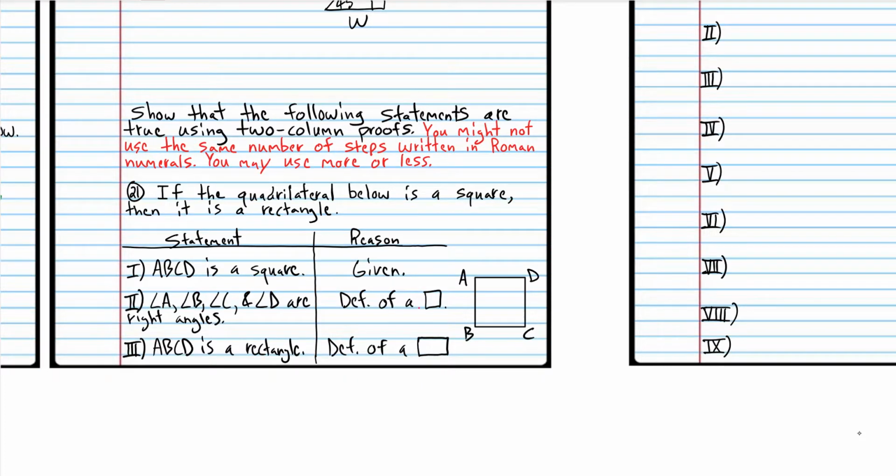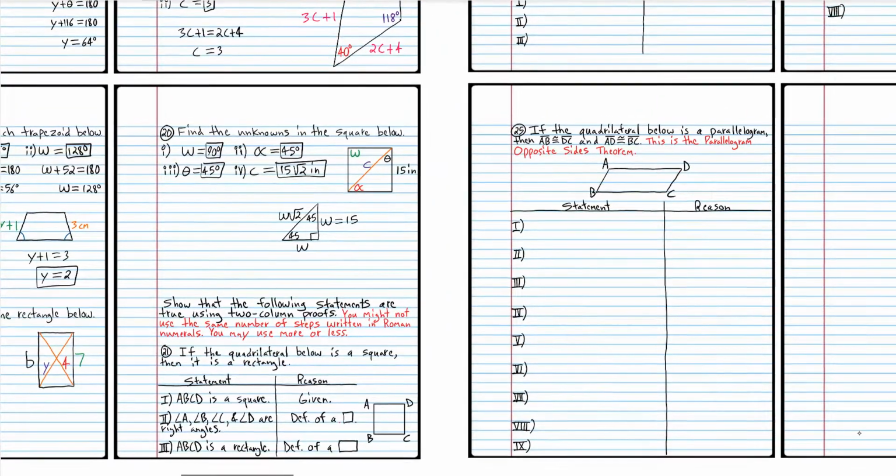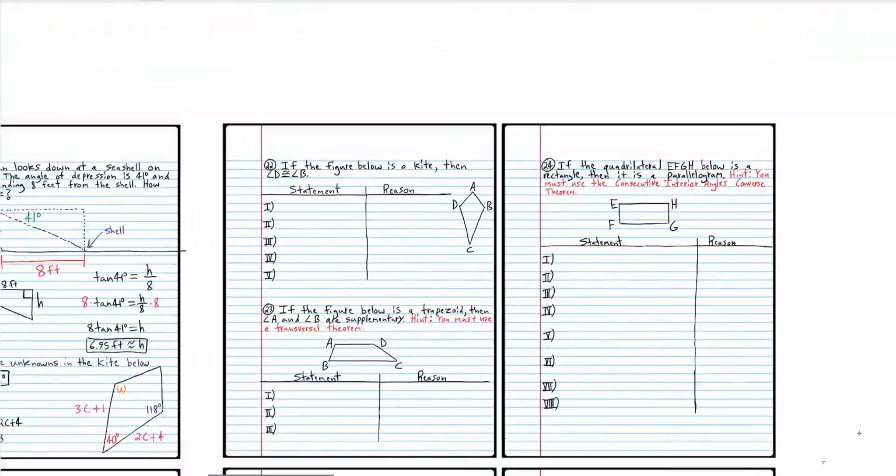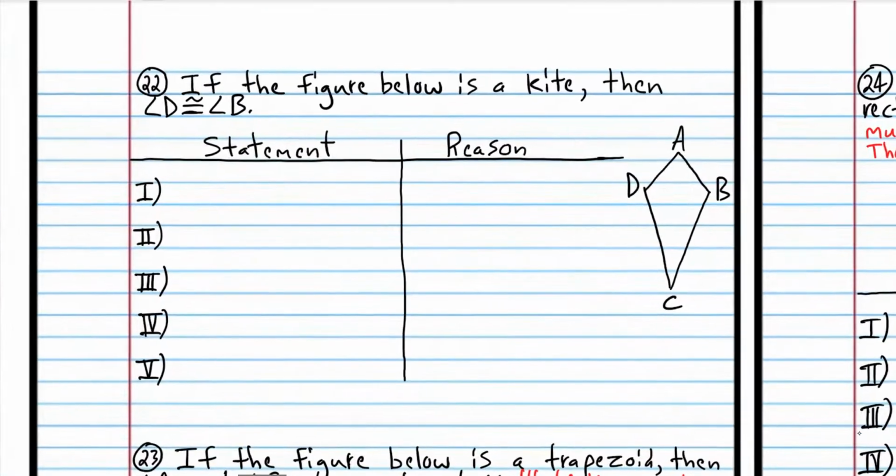So again, ABCD is a square, that's given, which means all the angles must be right angles by definition, but that's also part of the definition of a rectangle, so it must be a rectangle. So if you got that one right, good job. On to number 22. Go ahead and attempt number 22. When you come back, we'll do it together.